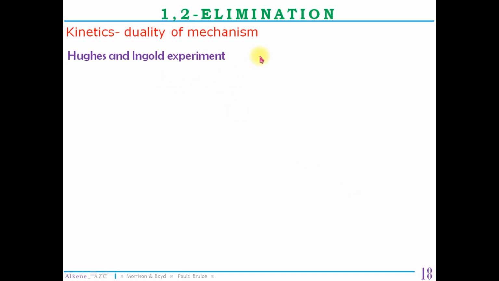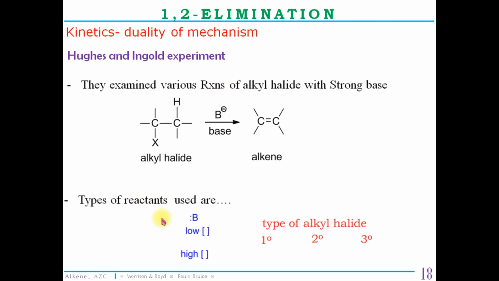Kinetic duality of mechanism is explained by the Hughes and Ingold experiment. In their experiment, they took low and high concentrations of base and performed the reaction using primary, secondary and tertiary alkyl halide. We know alkyl halide when reacted with base gives alkene, and in the experiment they examined various reactions of alkyl halide with strong base.